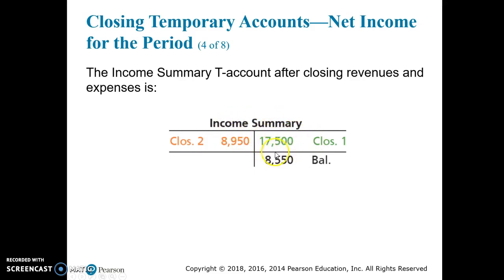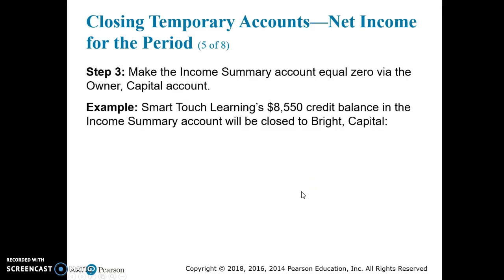You closed your revenue into income summary, you closed your expenses into income summary, and now we have to figure out what is our ending balance in income summary. It looks like we have net income because our revenue was more than our expenses. So we have a balance of $85.50 in income summary credit. To get rid of it, we have to debit income summary and then credit the capital.